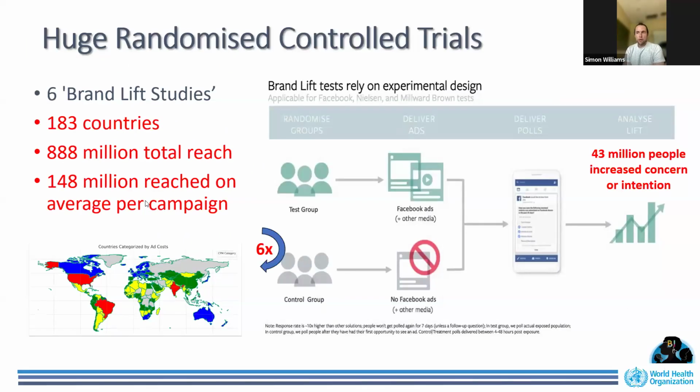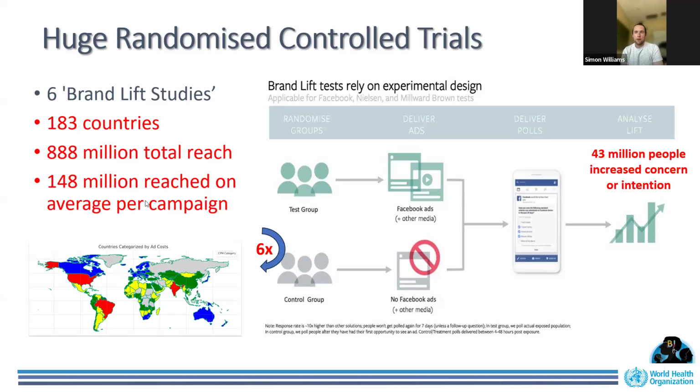Overall, we've conducted 6 brand lift studies in global campaigns on Facebook and Instagram platforms in approximately 183 countries, although the specific number of countries did depend on the particular campaign. Overall, the total reach of these campaigns was approximately 888 million people, so a very large reach, averaging out at about 148 million reached per campaign.